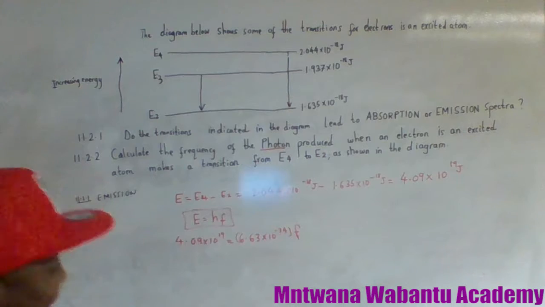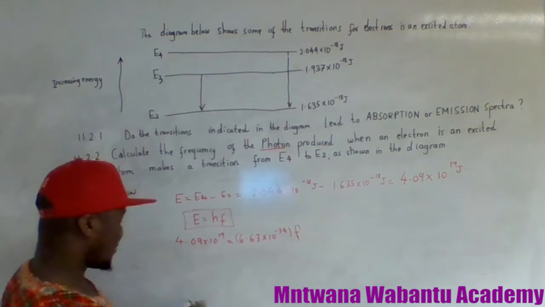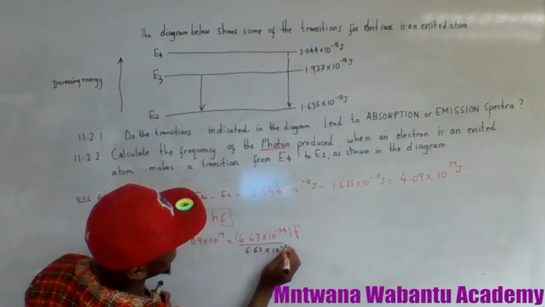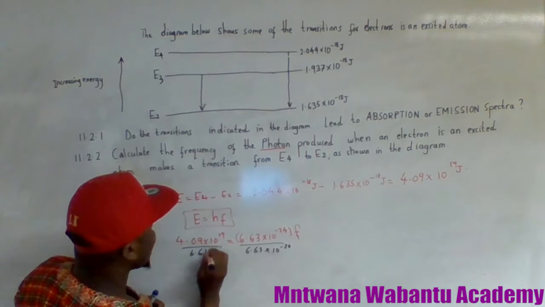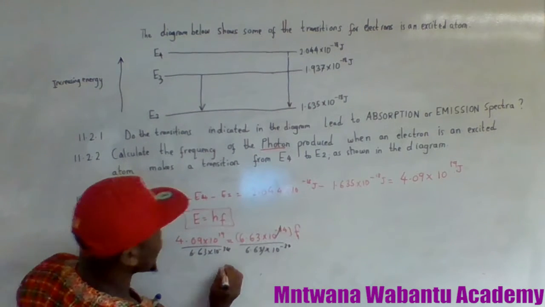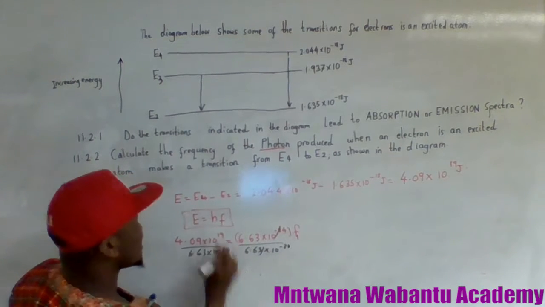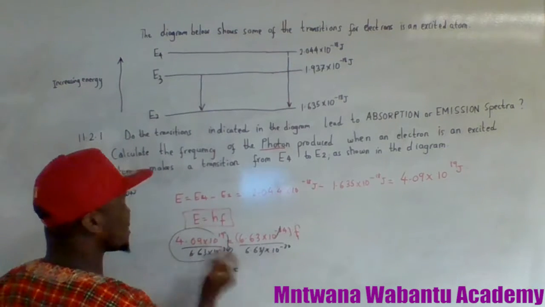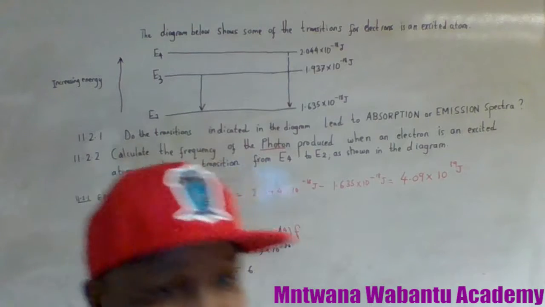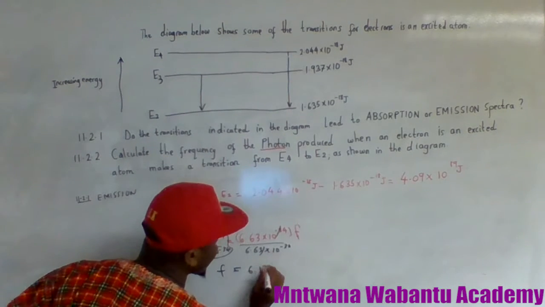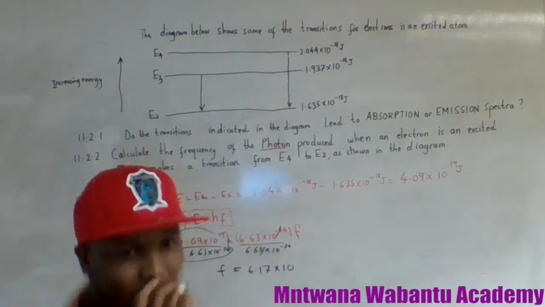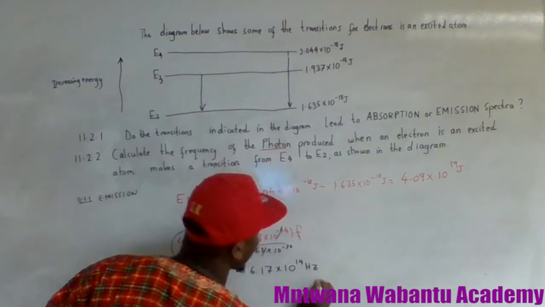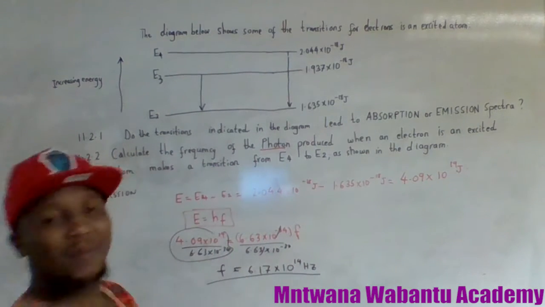So what you do now, you can get f by making it the subject. I'm going to divide throughout by 6.63 times 10 power negative 34, on both sides. So frequency is equal to this. You divide these two and you're going to get 6.17 times 10 power 14 hertz. So this is going to be the frequency.